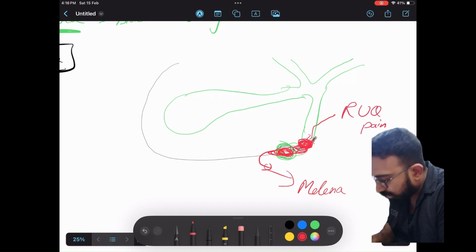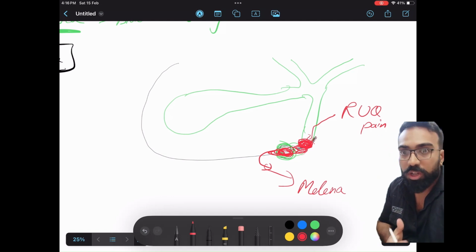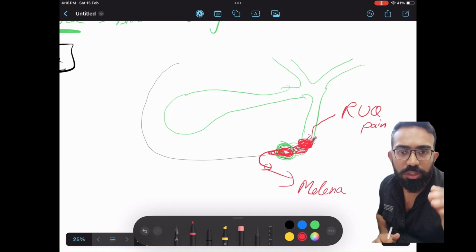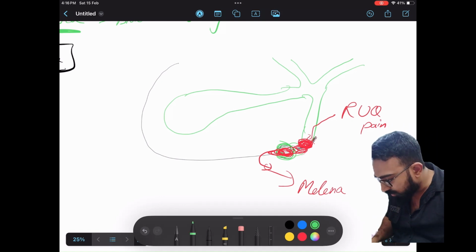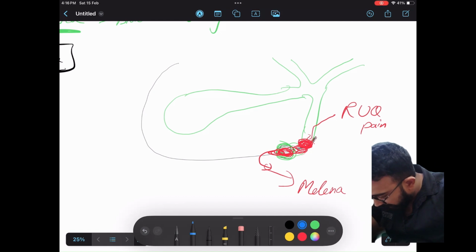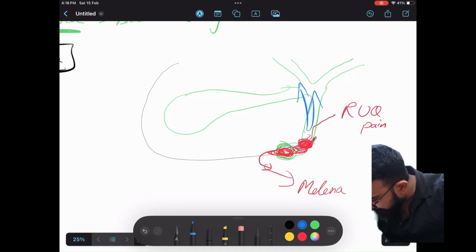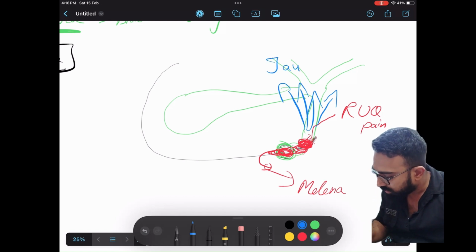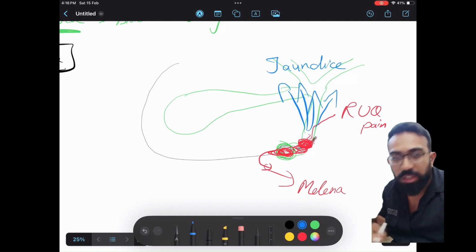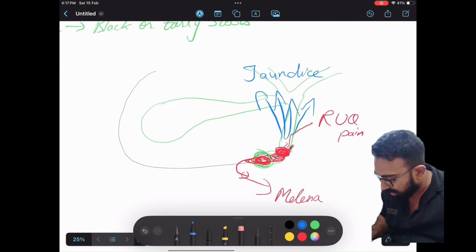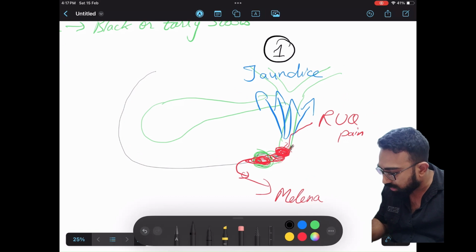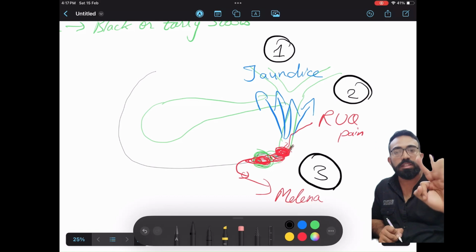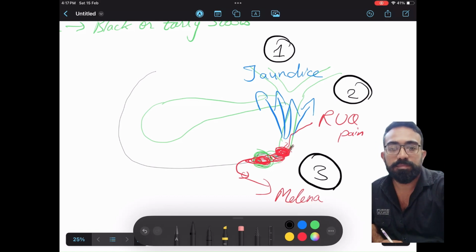Since there is blood here, the blood is obviously not going to keep on bleeding. It is going to coagulate to some extent, and it is going to cause some obstruction. Because of the obstruction, backwards there is going to be obstruction, and because of this there is going to be jaundice. So in hemobilia the patient develops first jaundice, second right upper quadrant pain, third melena. These are the three symptoms that he develops.